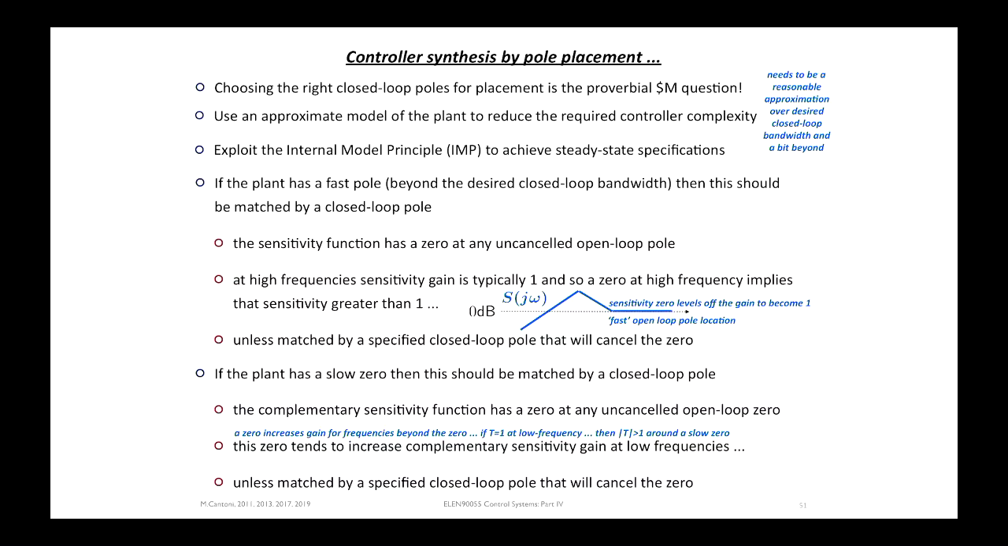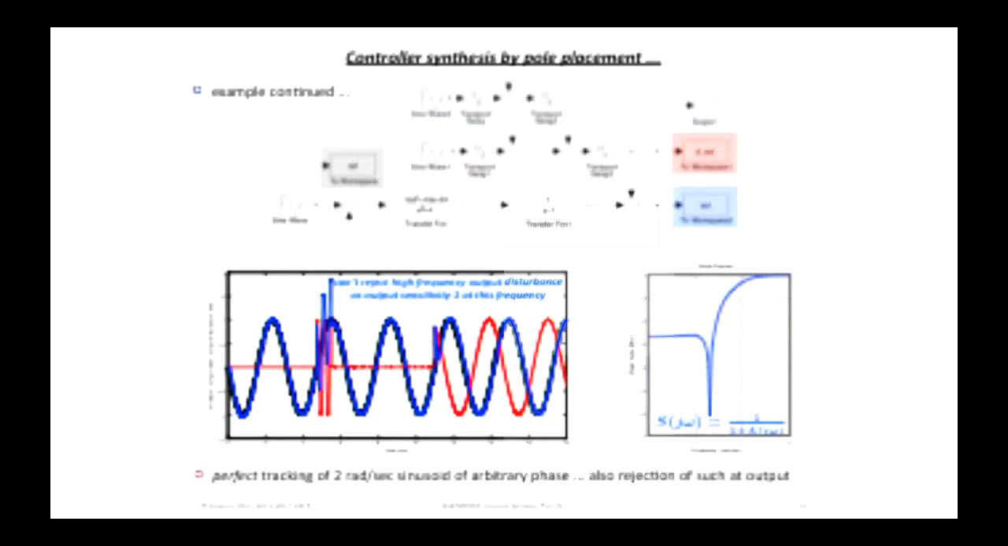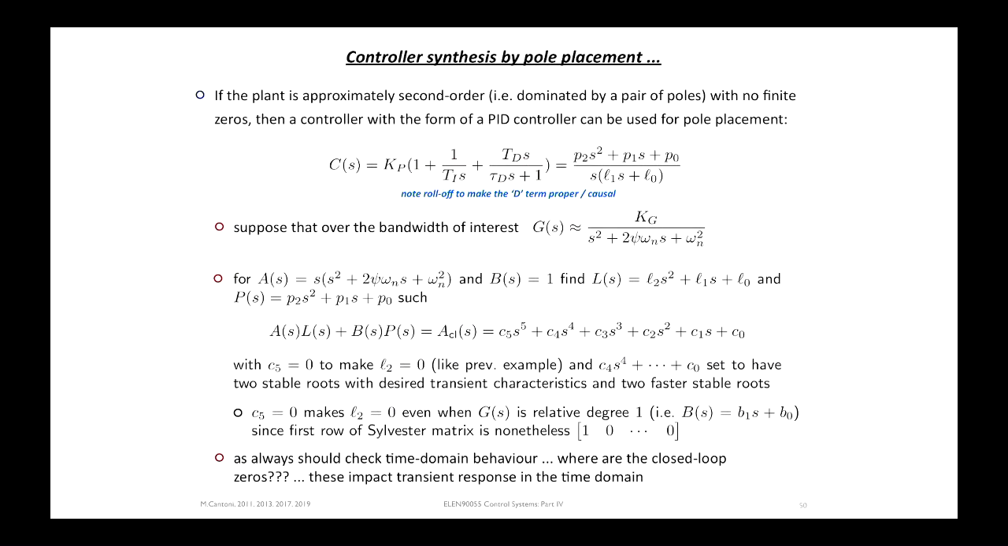Choosing the right closed-loop poles is the proverbial million-dollar question. It's not easy to do, and there'll always be a little bit of trial and error where you choose the poles, then actually see what you get out in the end. But at least it makes the selection of controller parameters a bit more systematic than what we've seen before in terms of achieving desired loop shape.